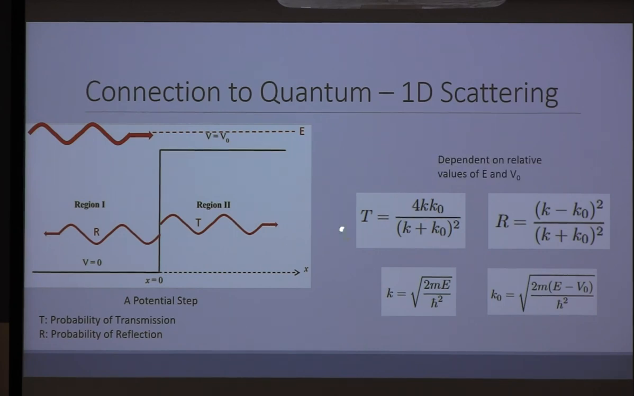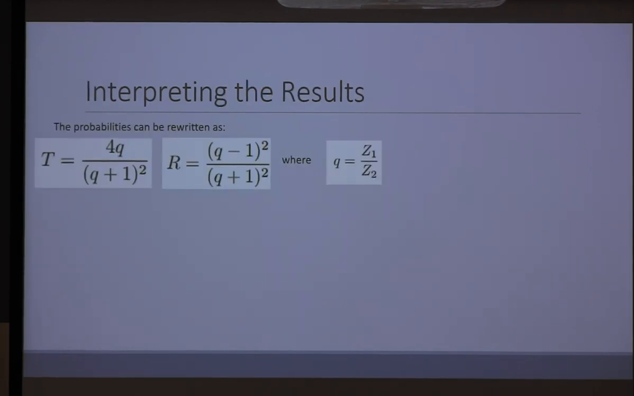In this case, transmission and reflection is dependent on the relative values of the energy and the potential. So the physics underlying these two cases are different, but it's pretty cool that we see the same results in both cases, or the same form. Back to our fluid dynamics result, we can rewrite the probabilities with Q, which means that the probability of transmission and reflection is dependent on the relative values of the impedances of the two fluids.